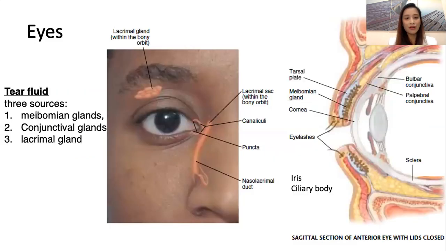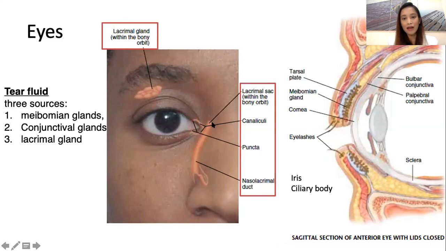Your eyes are covered by a thin film with tear fluid, and the three sources of tear fluid are your meibomian glands here, which you can see more clearly looking sideways, the conjunctival glands, and the lacrimal gland. The lacrimal gland is seen in the lateral aspect of the upper lid. Then the tears are drained through your lateral puncta, down to your lacrimal sac, into your canaliculi, down to your nasolacrimal ducts, where it completely drains the tears or secretions coming from the eyes.